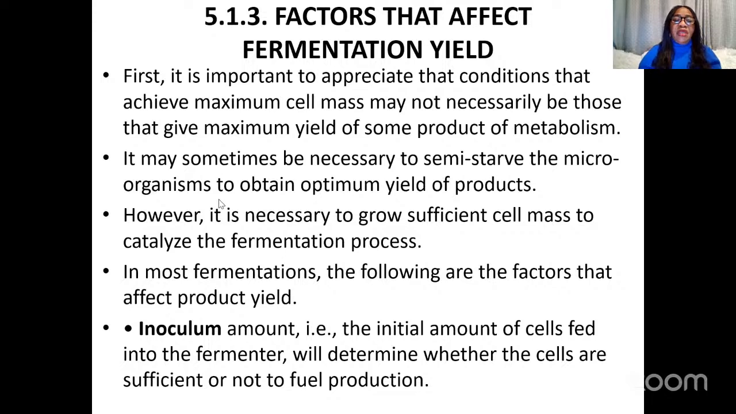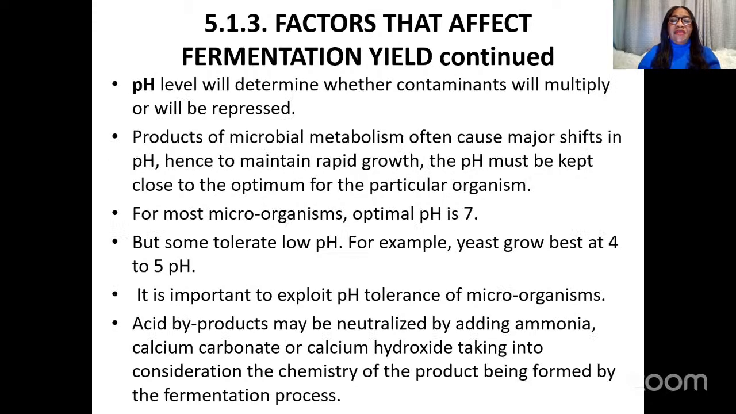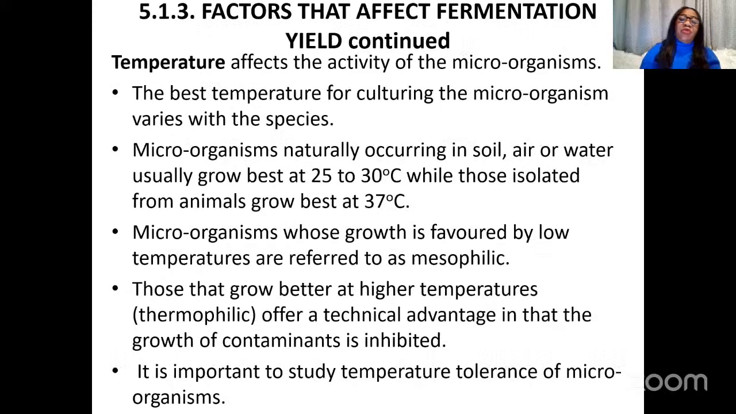And under that, we looked at the inoculum, the amount of inoculum. We looked at the initial level of contamination. We looked at the pH level. Those are the factors that affect fermentation yield. And we were looking at temperature when our time was up. So temperature is another factor that affects the activity of microorganisms. So to get them to work at the optimal activity, we have to give them the best temperature.